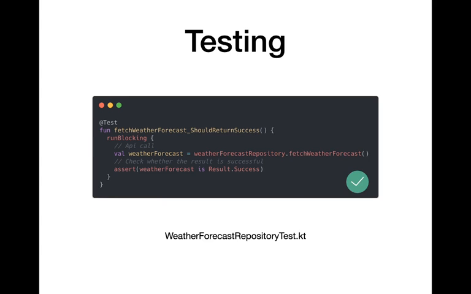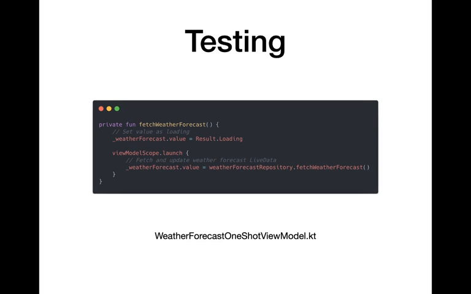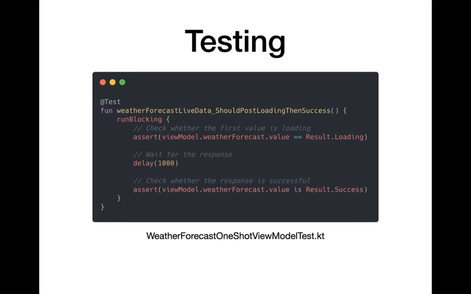But in the ViewModel, things are getting more complicated. We had this function in the ViewModel, which was first setting the LiveData's value to loading, and then starting a new coroutine with viewModelScope.launch, calling the suspend function from the repository and setting its value to the LiveData. If you try to test this, it should first post loading, and then I should get success after that. So how we can implement this is like this.